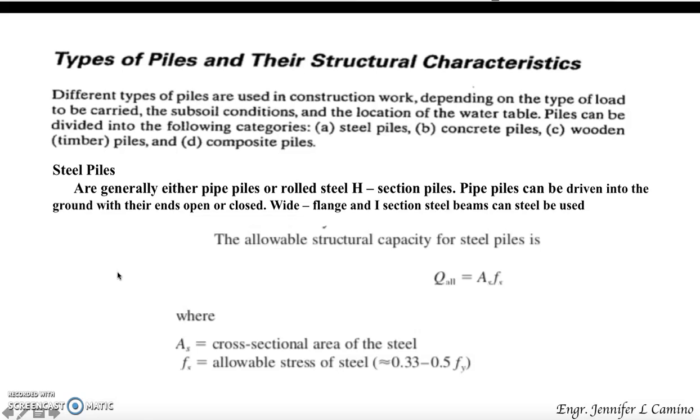So steel piles are generally either pipe piles or rolled steel H-section piles. Pipe piles can be driven into the ground with their ends open or closed. Wide flange and I-section steel beams can still be used. So the allowable structural capacity of the pile is equal to the cross-sectional area of the steel pile multiplied by the allowable stress of steel. Allowable stress of steel is 0.33 to 0.5 of Fy.